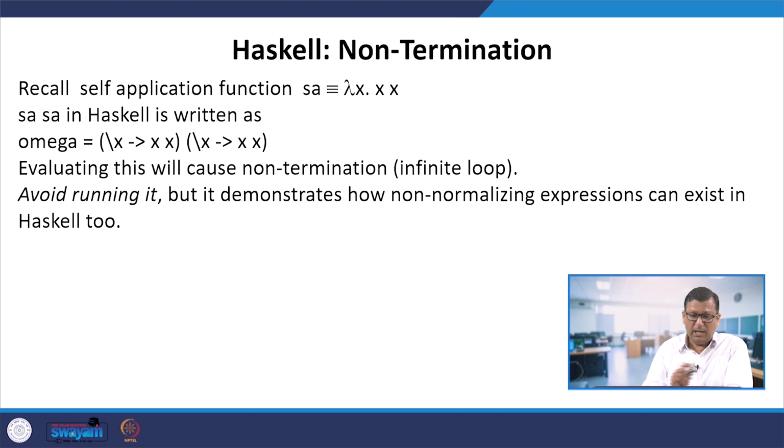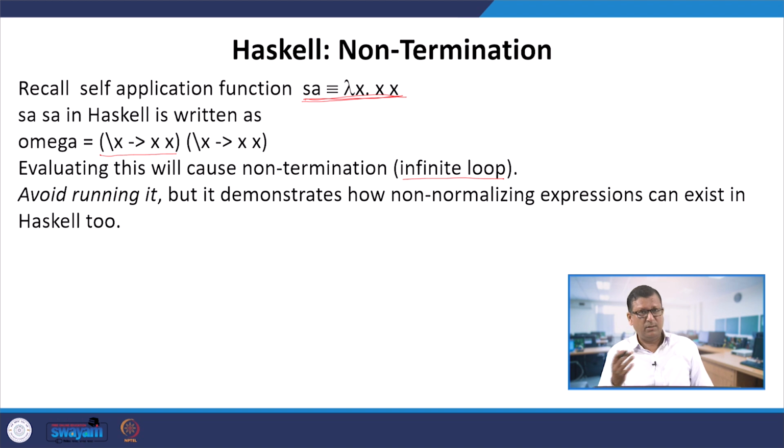Now recall that we had a term like self-application, which led us to non-termination: lambda x dot x x. So we can write this self-application in Haskell as omega equals lambda x arrow x x. Again it is a function. And then this is applied to itself, lambda x dot x x. Evaluating this will cause non-termination, an infinite loop. So you have to stop it. If you want to run this code, you have to deliberately terminate it.